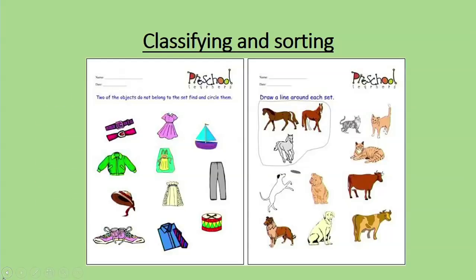This is just an example of a worksheet for classifying. The learner can just circle around specific animals. Yeah, I have some horses, cats, dogs, and so forth. Those are just examples of worksheets.